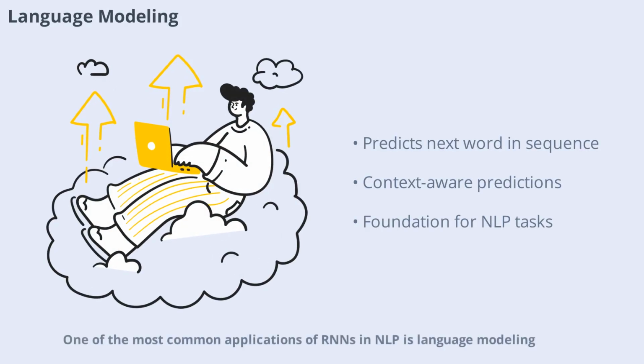One of the most common applications of RNNs in NLP is language modeling. Language models predict the next word in a sentence based on the words that came before. For example, given the phrase "the cat sat on the," a language model might predict "mat" as the next word. RNNs excel at this task because they can remember the context of the sentence, allowing them to make more accurate predictions. This capability is essential for many NLP applications, from text generation to speech recognition.